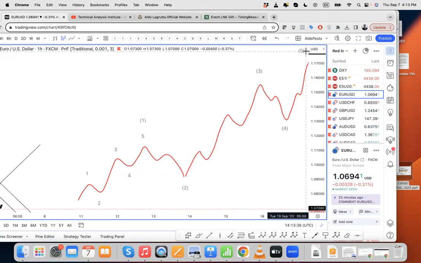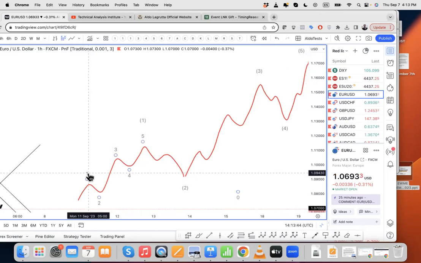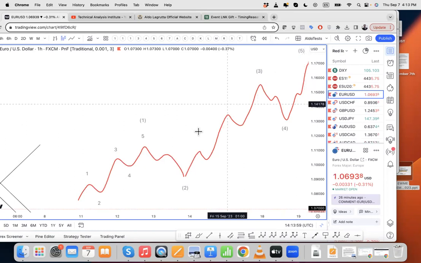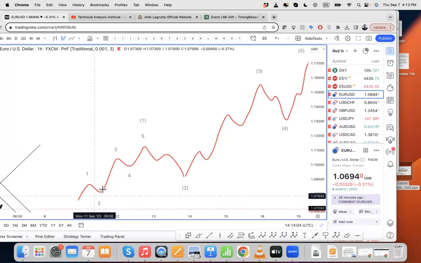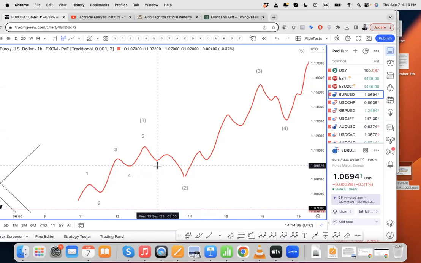So this will be called a minor degree. You don't have to learn those names now. What is important is that you learn the different degrees. This will be the minor, this will be intermediate, and the one up here would be the primary degree. So basically, all these eight waves, five up and three down, that we label as ABC, this is all there is to the wave principle. And that's precisely what we know today as the Elliott wave theory.